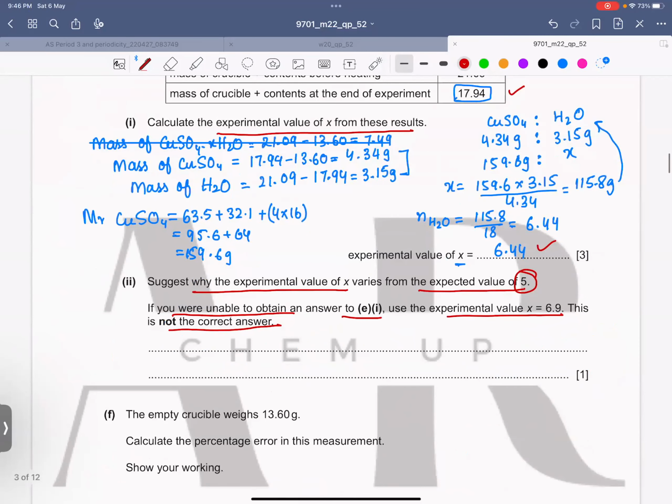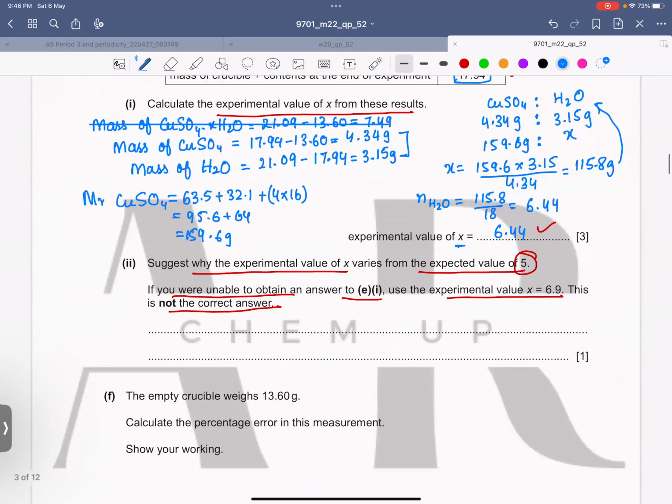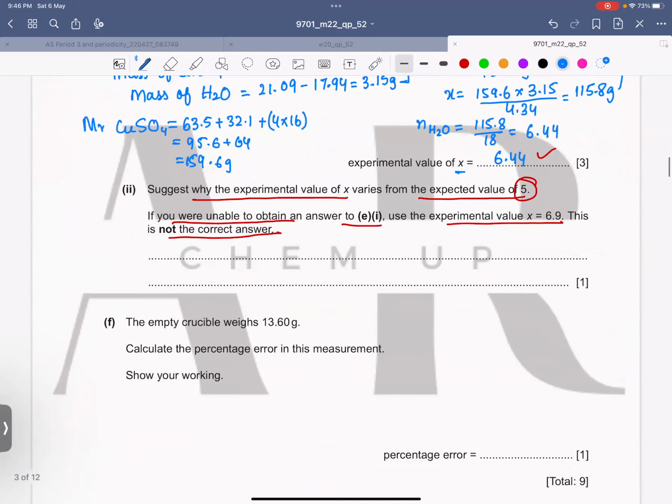Yes. Sir, the copper sulfate must have decomposed. Yes, because it means that some other thing came out instead of water. So it clearly indicates that the copper sulfate would have decomposed. Is this understandable? Yes. Okay.